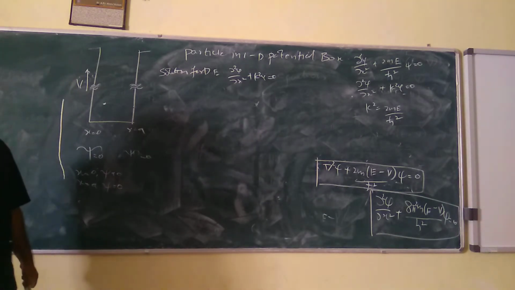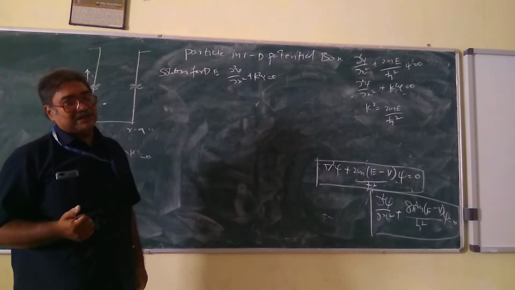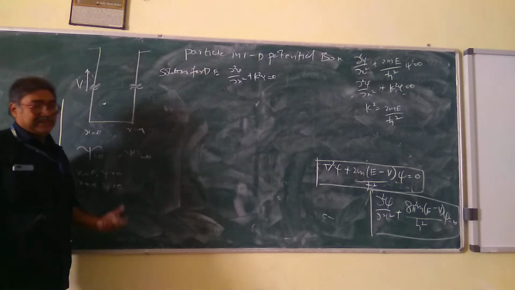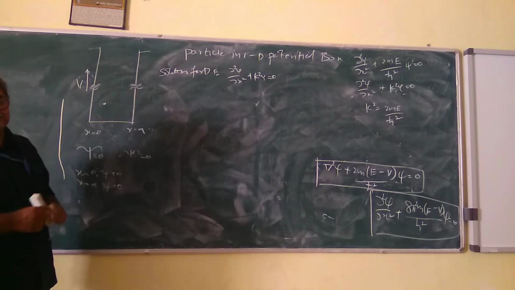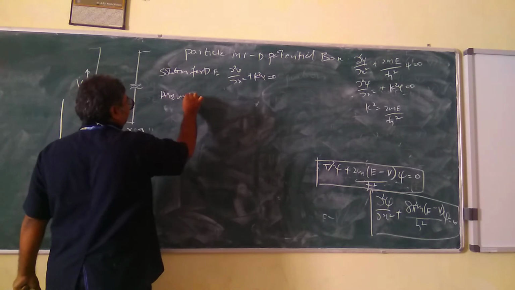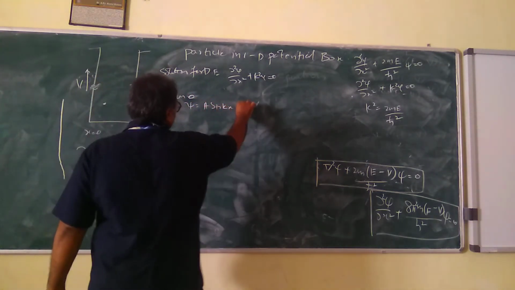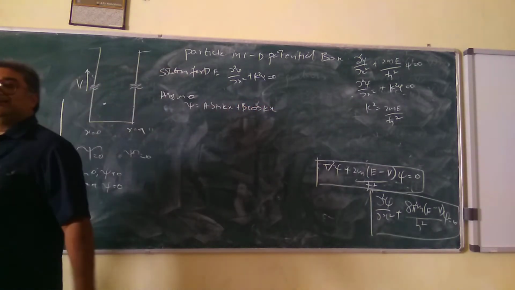Basically, in the universe there are only two types of waves: it has to be either a sine wave or a cosine wave. We already know that the electron moving in this well behaves like a wave, so it has to be either a sine wave or a cosine wave. So first, let us assume that the solution is taken as ψ = A sin kx + B cos kx. Why are we assuming this? It's very simple.